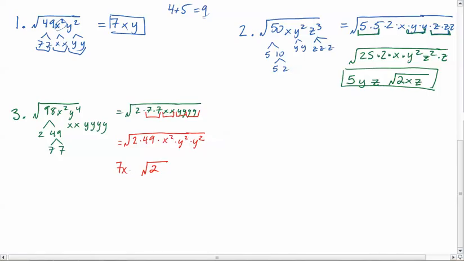Square root of y squared, y. And the square root of this y squared, also y. And so therefore we have 7xy squared root 2. Now this kind of clues us off on the fact that y to the fourth then is y squared times y squared, which you probably should have known already. Y squared times y squared, we add the exponents together and we get y to the fourth.